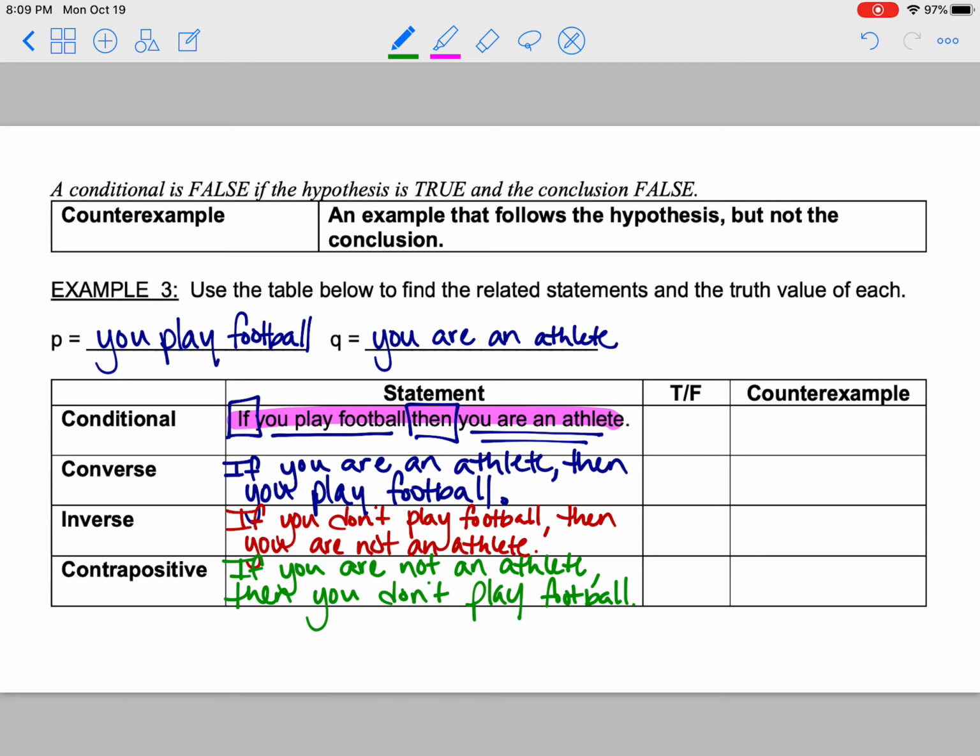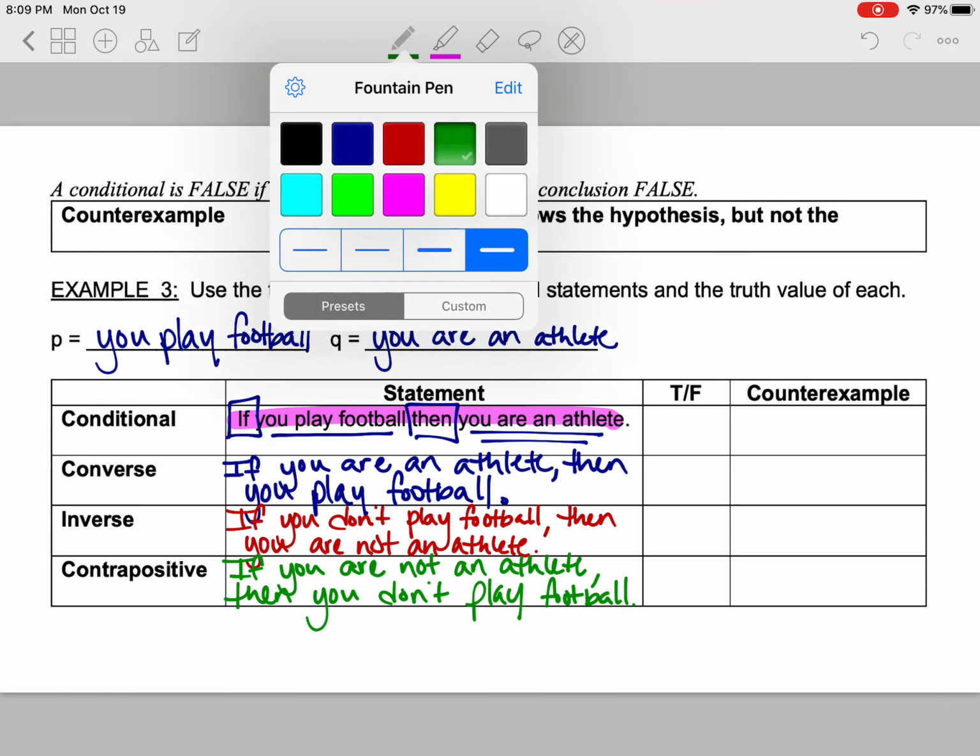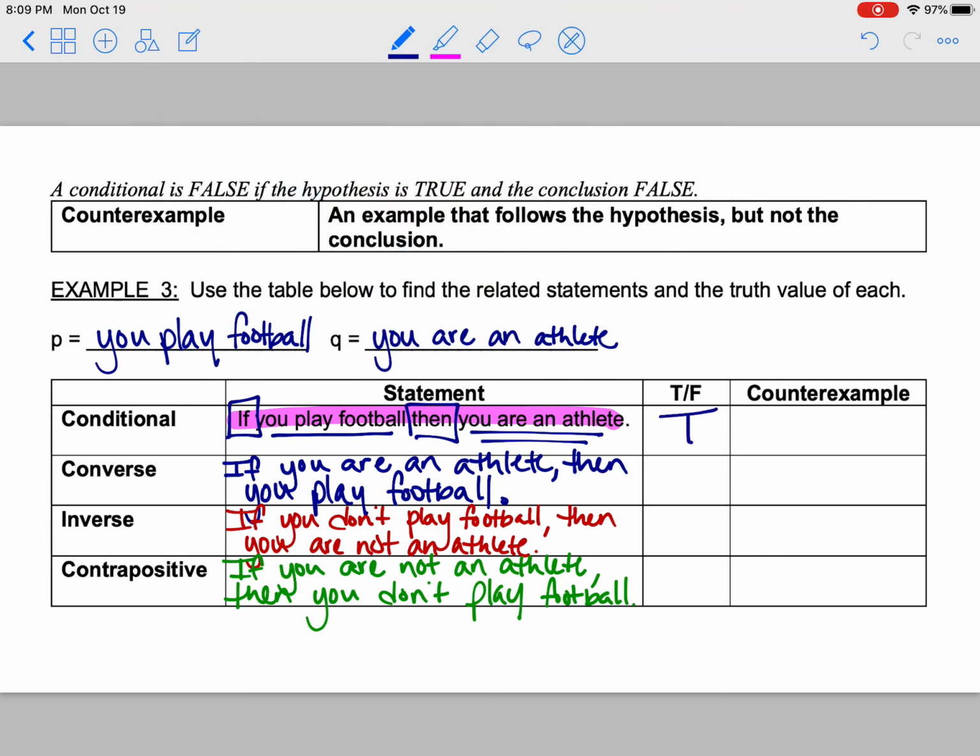And this is where we get into, I know it doesn't look like math or geometry, but we can start to add in geometry statements and tell the truth value of those. And so we would look at the first one and say, okay, if you play football, then you are an athlete. Well, if you play football, then you're considered an athlete because you're in athletics. So that is true. The next one, converse, if you are an athlete, then you play football. So what this is saying is, if you're an athlete, then the only sport you play is football. Well, that's false because you could play other sports.